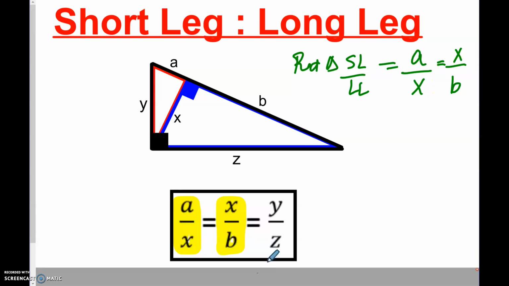Now, we can also do the black one, which is what they do here. The black one, the short leg is Y, and the long leg is Z. But if you look at what I have right here, isn't that a geometric mean, what we showed back at the beginning?